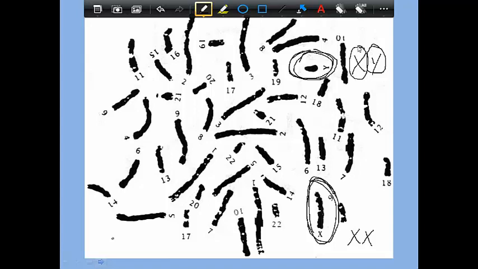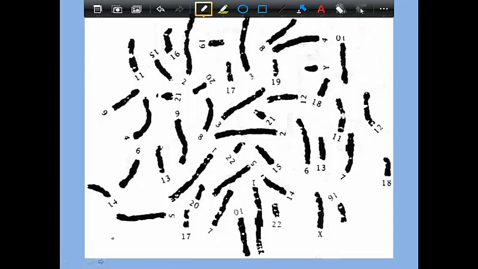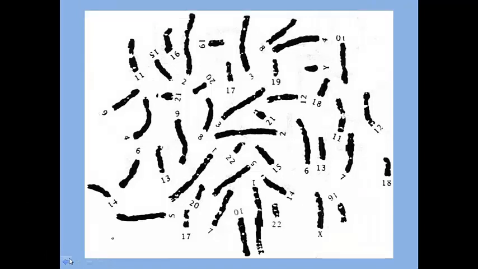So in meiosis, you're going to see why this doesn't always happen, that all the children are male or all the children are female. It depends on, in meiosis, which sperm get the Y and which sperm get the X. All right, back to our female chromosome spread again. Just take a look at it from here.